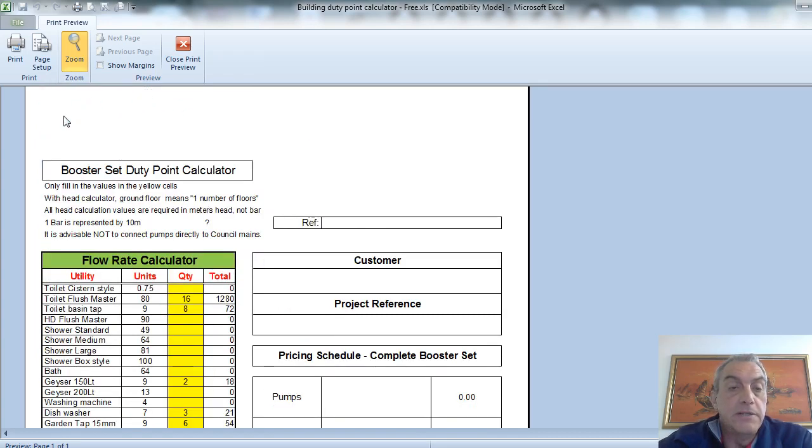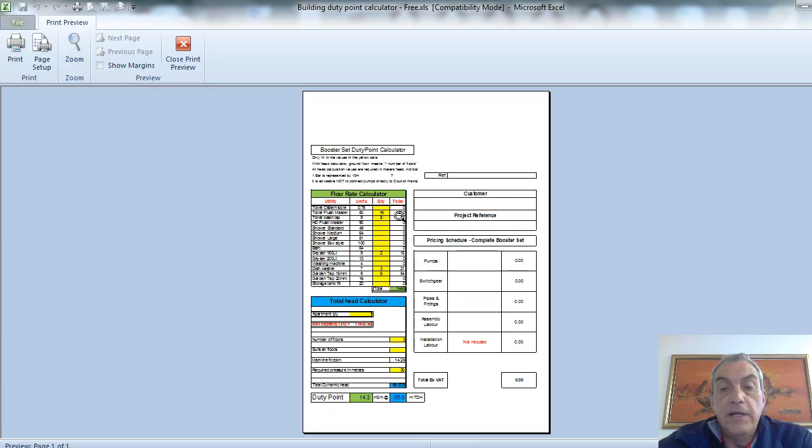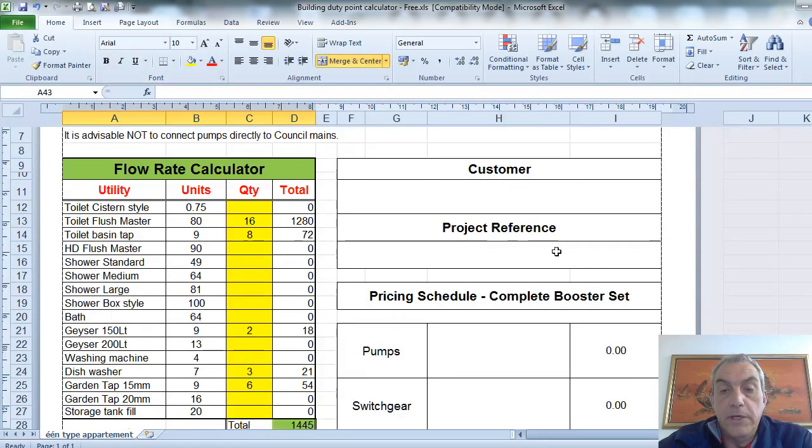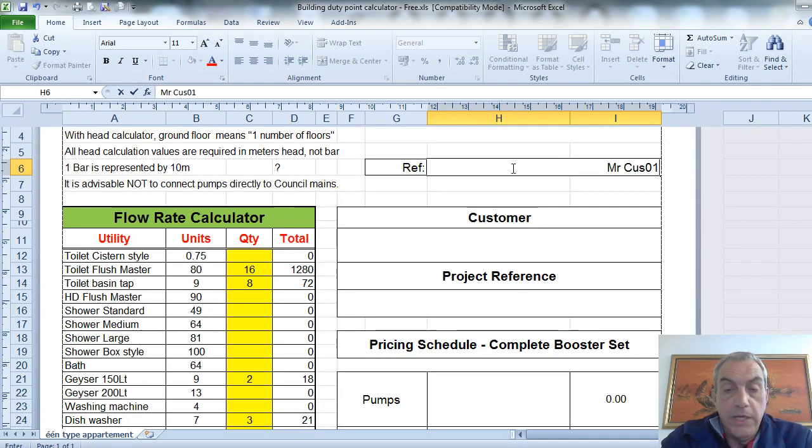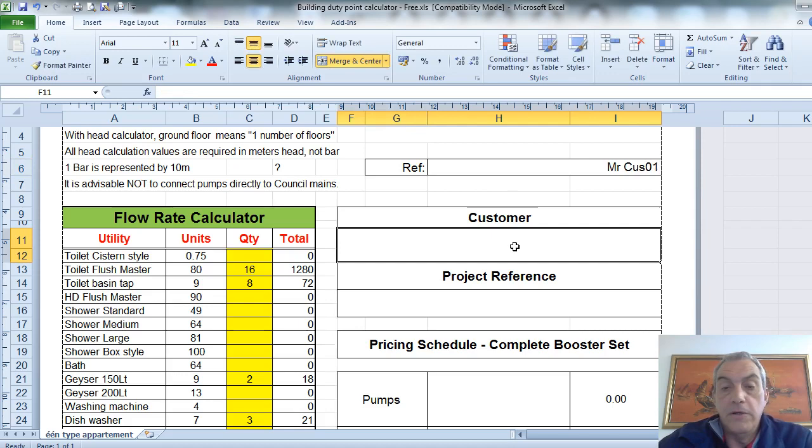So as I said, this thing would have my logo here, it would have my company details, telephone numbers, addresses, and everything else on there. And I would then go into the document and I would say the reference here is Mr. Customer number 1, whatever my references are. His name, the customer itself is the US government.